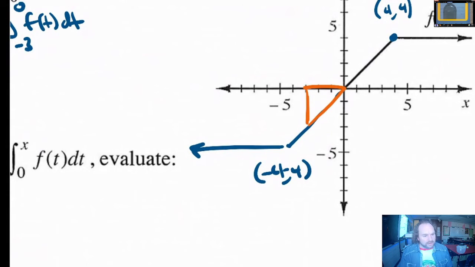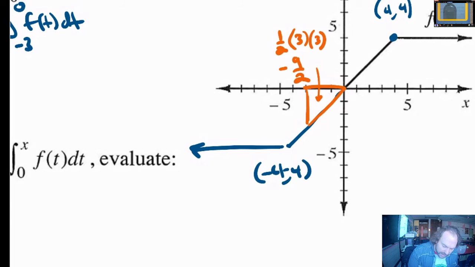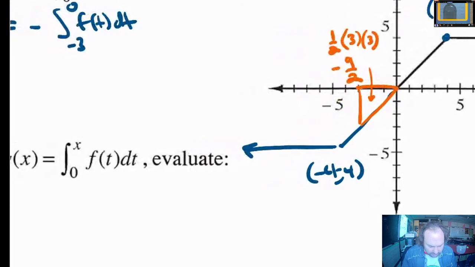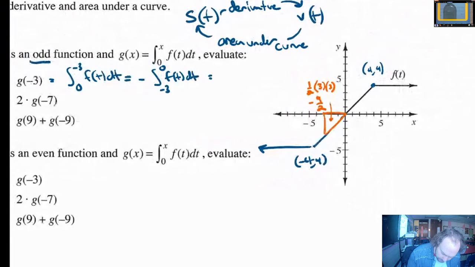And we're going to make it negative when we're all done. That is just going to be the area of a triangle. It's going to be 1/2 times 3 times 3. It appears to be the case. 1/2 times 3 times 3, which is going to be 9 over 2, negative 9 over 2, which is why the answer to our problem is actually going to be positive 9 over 2.